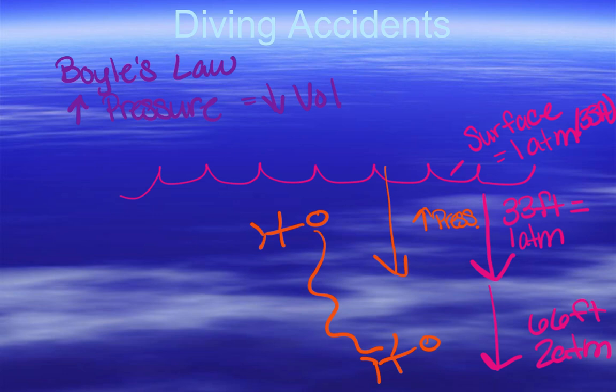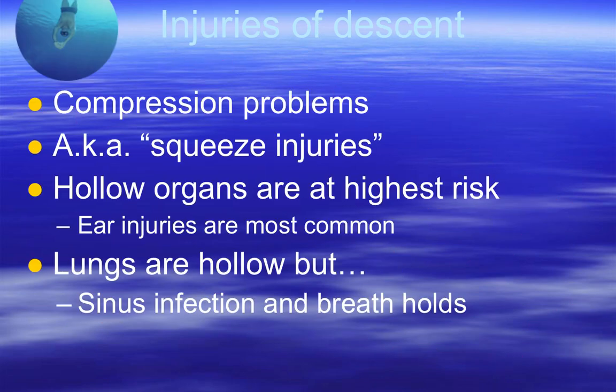So think about our lungs. Our lungs are hollow organs. So our lungs can hold about 6 liters of gas. As we increase pressure, we're going to decrease that volume. So as we increase pressure, we decrease our vital capacity. Okay, we decrease how much of our TLC we have, so total lung capacity. And this will bring us to our first injury of descent.